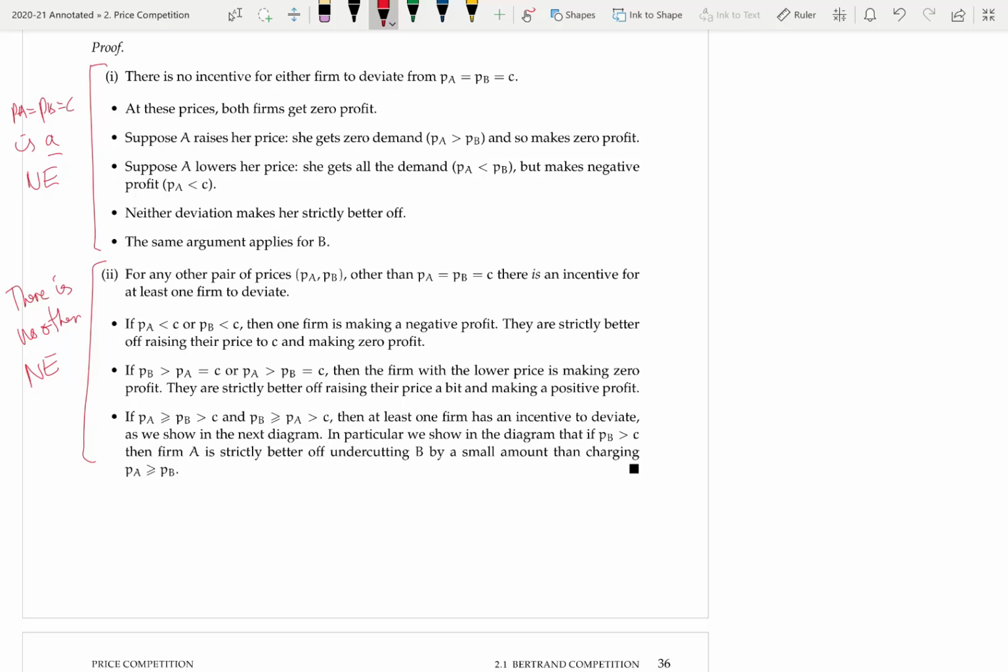They could do better by raising their price above C, or at least raising their price above the other firm and making a 0 profit.